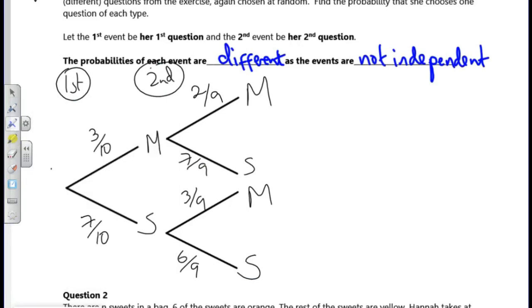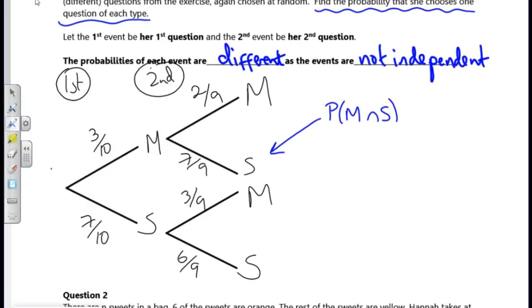Right then, so what's it asking us there? Find the probability that she chooses one question of each type. So I've got mechanics followed by stats, and I've got stats followed by mechanics.